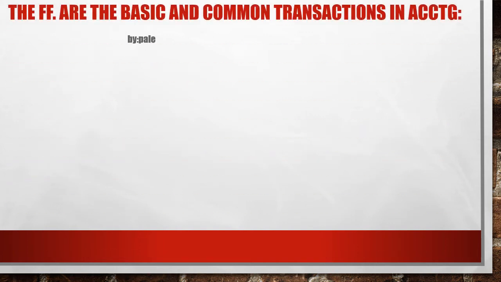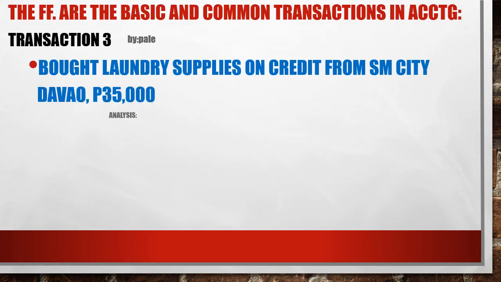Next. Transaction 3. Bought laundry supplies on credit from SMCT Davao, 35,000. So take note of the word on credit. What is on credit? Meaning inutang.